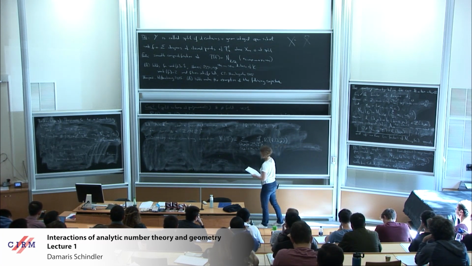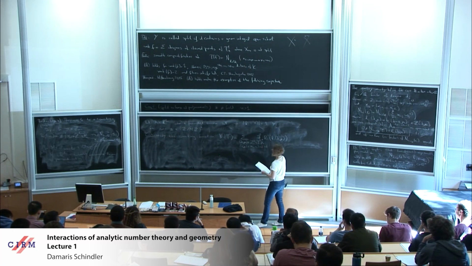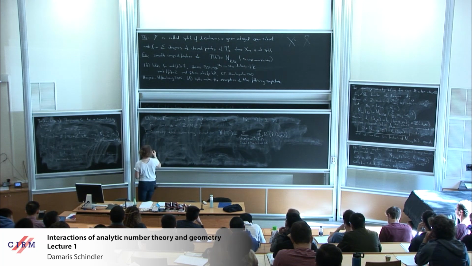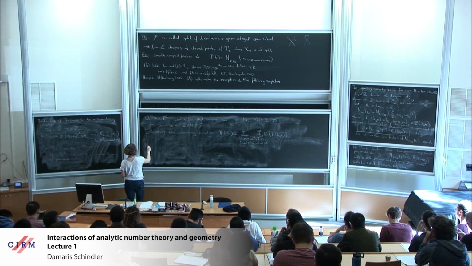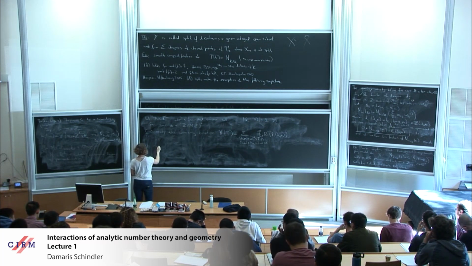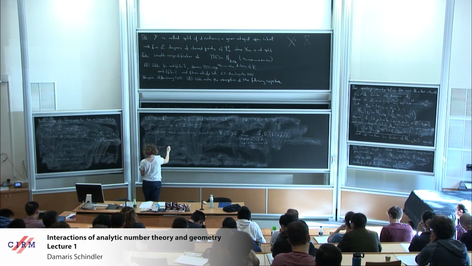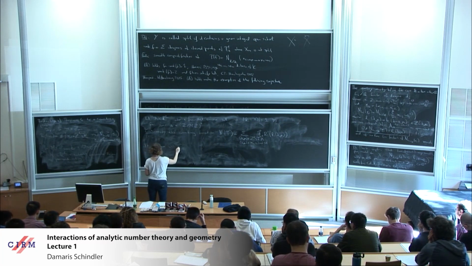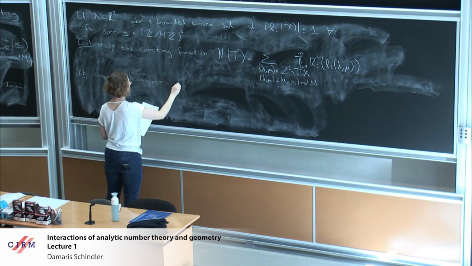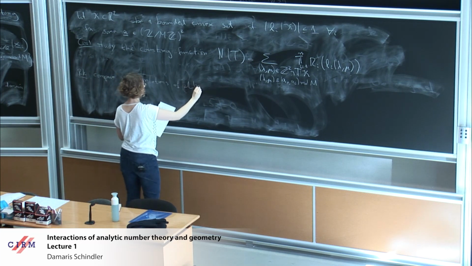So now I want to compare this to something that maybe you've seen before, somewhere floating around. So that's the motivation of why you want to put it into this shape, more or less. So now I want to compare with correlations of, say, the von Mangoldt function, lambda of n.